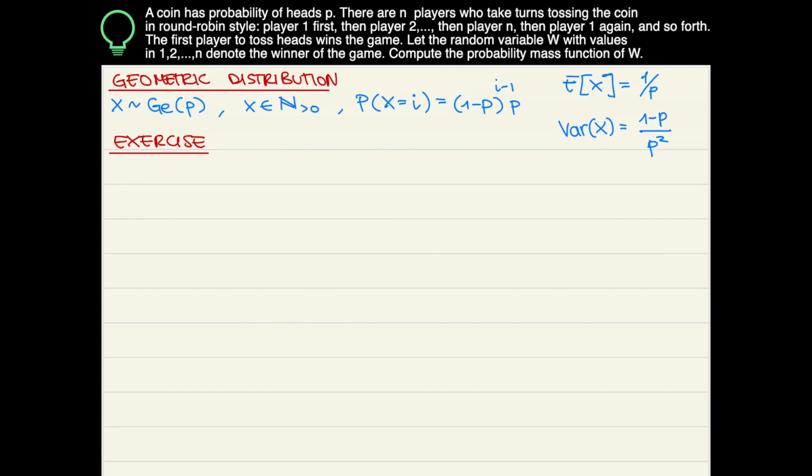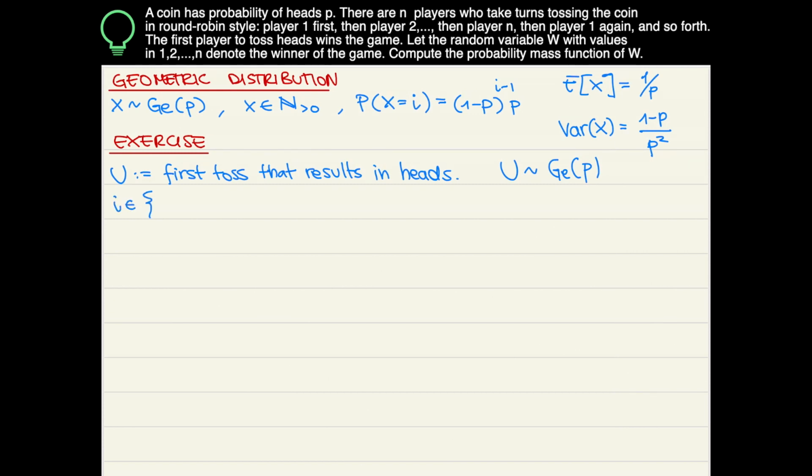So it's not clear what the probability mass function of W should look like. However, if we define the random variable U as the first toss that results in heads, well, we know that U has a geometric distribution with parameter p.